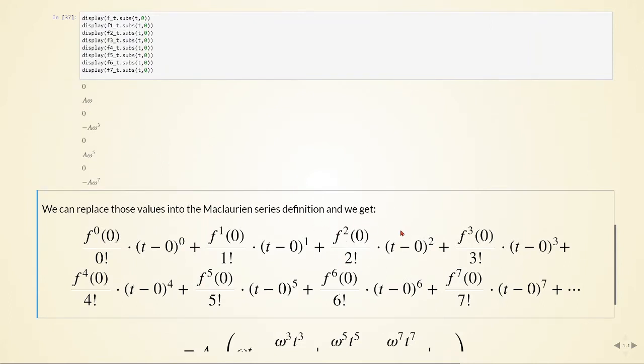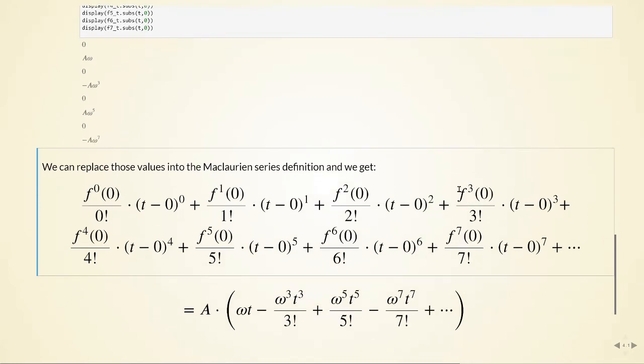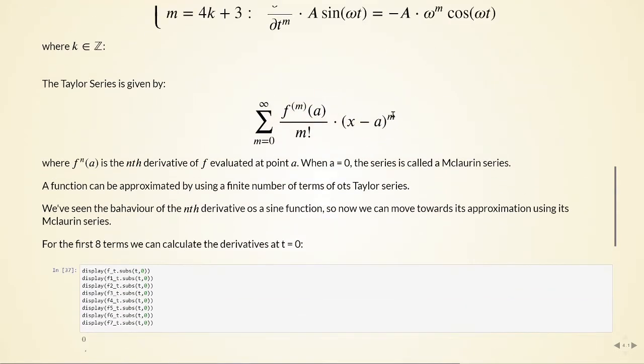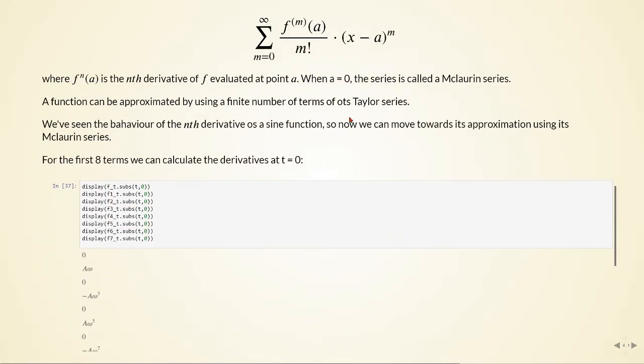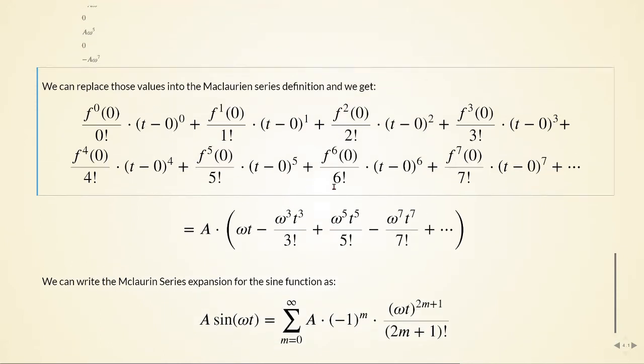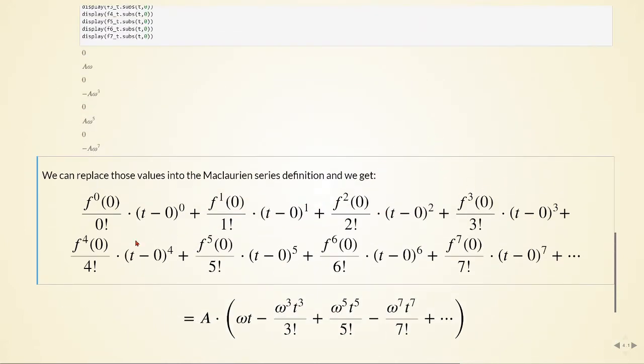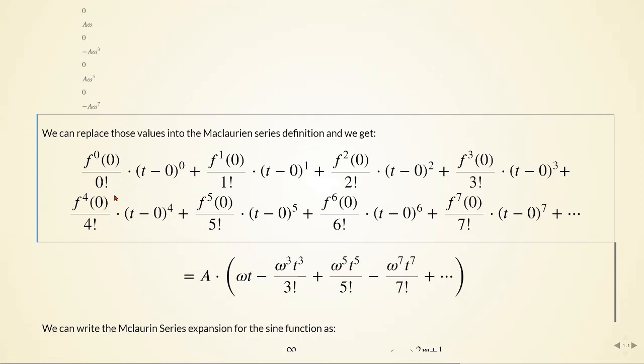So we don't need to worry about this. But the third derivative is minus a omega to the power of 3. So we have here minus a omega to the power of 3, then we also have t to the power of 3, and the 3 factorial here. And we do this for the others as well. But we know that the fourth, 0, 1, 2, 3, fourth is 0, and the fifth is 0, and we have the seventh. So we will get all this when we replace, and we end up with this thing here.